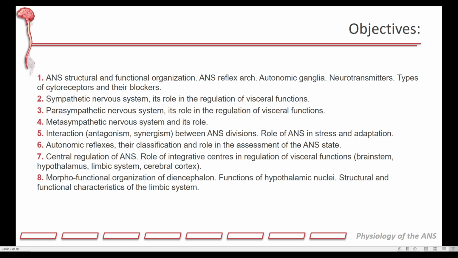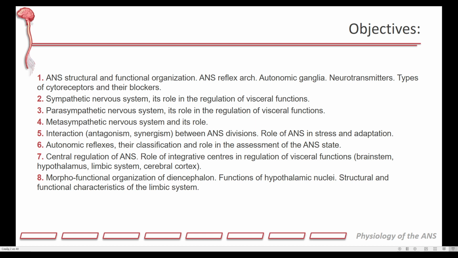We will talk about three main subdivisions of the autonomic nervous system. They are sympathetic, parasympathetic, and metasympathetic nervous system. And we will discuss their role in regulation of functions of visceral organs. We will compare the functions, whether they are synergistic or antagonistic in ANS divisions.